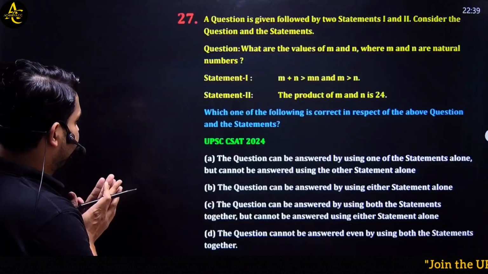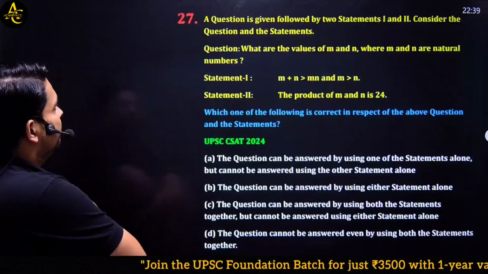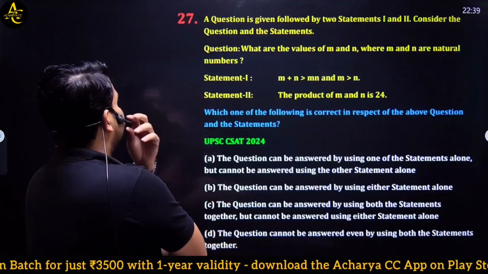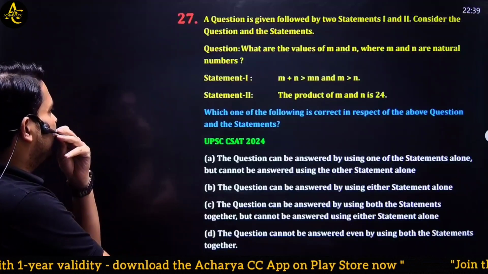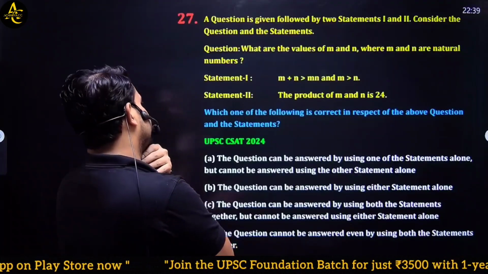Question number 27, again UPSC CSAT 2024. A question is given followed by two statements, first and second. Consider the question and the statement. The question is, what are the values of m and n, where m and n are natural numbers?